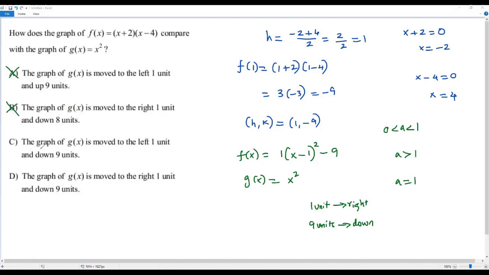Now let's go over answer choice C. Here we have left, but in our working, we got the horizontal translation to the right. So we can reject answer choice C. Now answer choice D: the graph of g of x is moved to the right 1 unit and down 9 units. Whatever transformations we got, the same we have in answer choice D. Therefore, the correct answer choice for this question is D.